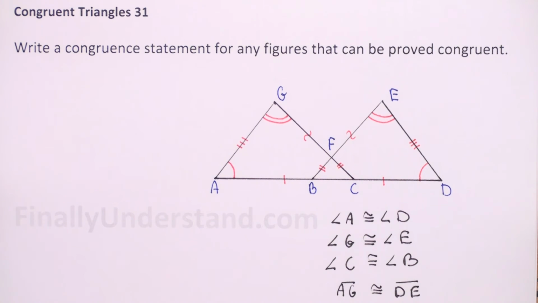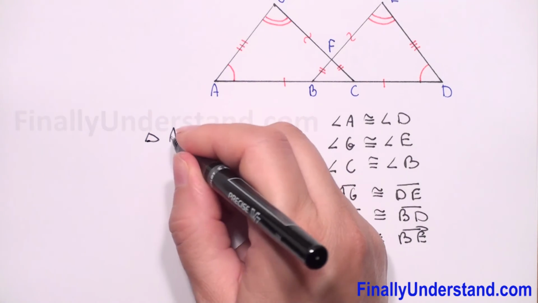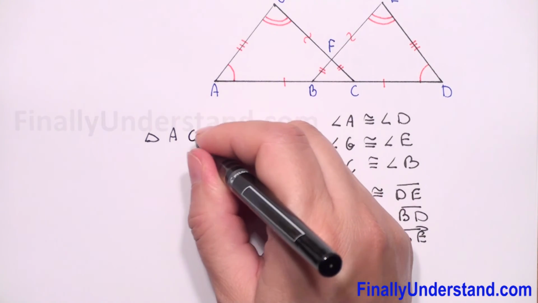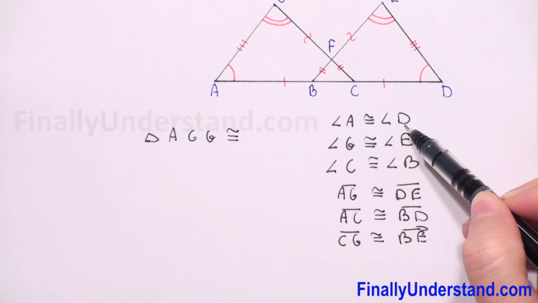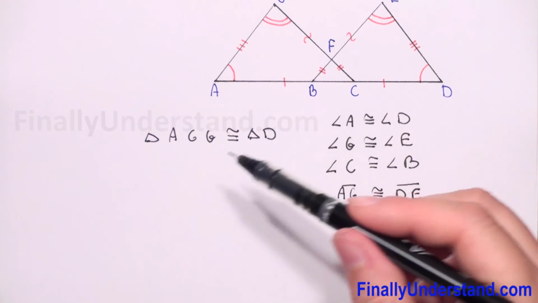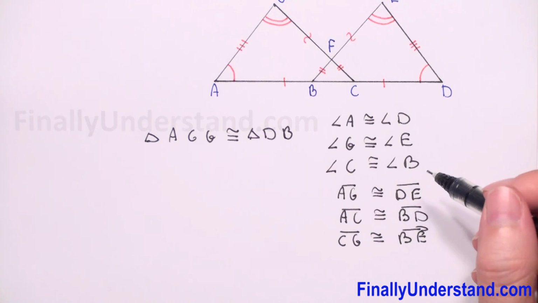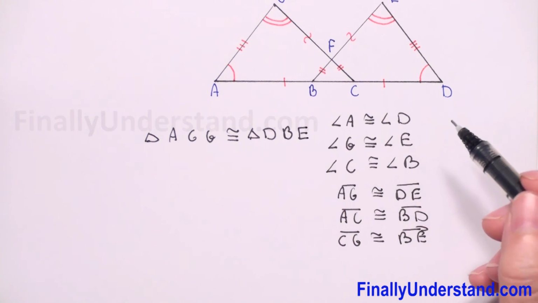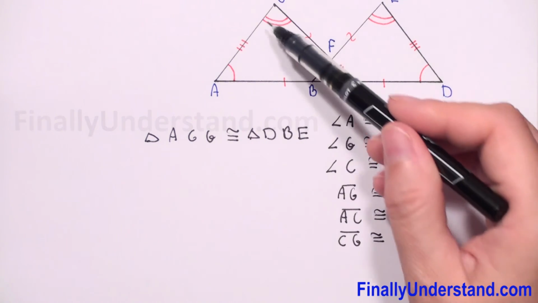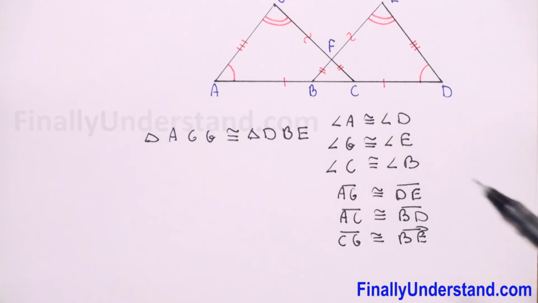So because all corresponding sides and angles are congruent, we can write that triangle ACG is congruent to triangle, and we see because A was congruent to D, so first will be D. C is congruent to B, so we have B, and we have that G is congruent to E. So we have that triangle ACG is congruent to triangle DBE. This is my solution.